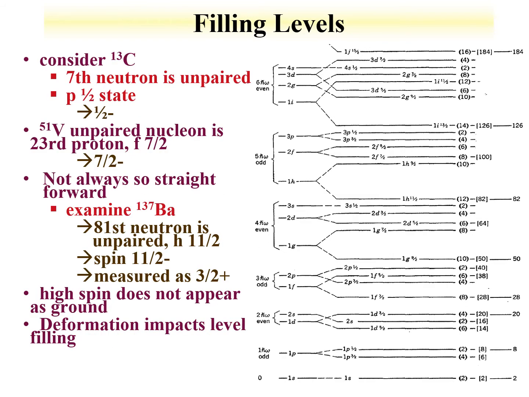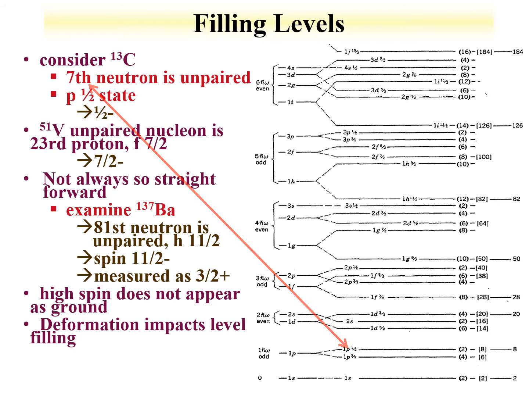Another example, carbon-13. That's 6 protons and 7 neutrons. The 7th neutron is unpaired. Six neutrons will fill up here, and the 7th lives in the 1p 1/2 state. P, as we've already seen in the examples, is a negative parity, 1/2. We would expect the spin and parity of carbon-13 to be 1/2 minus, and it's true.